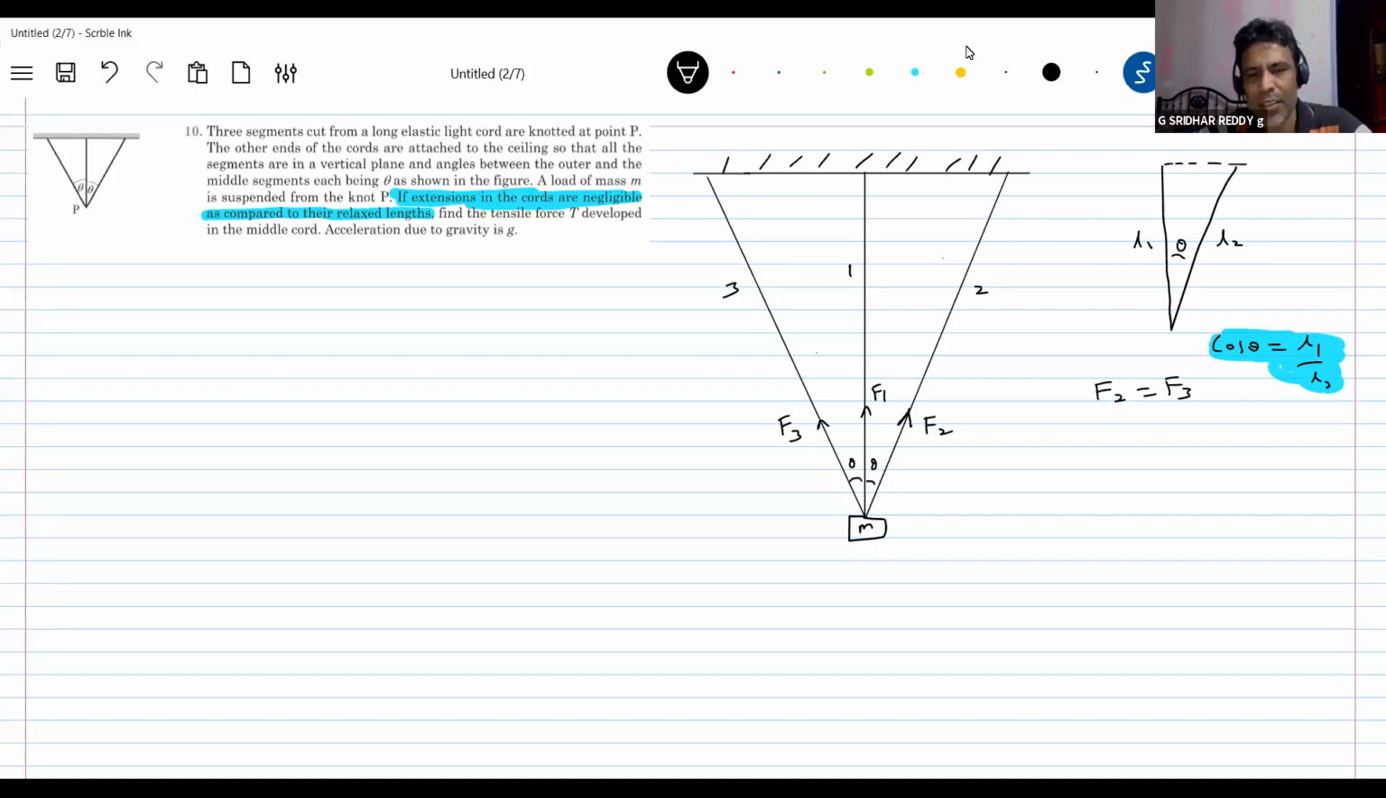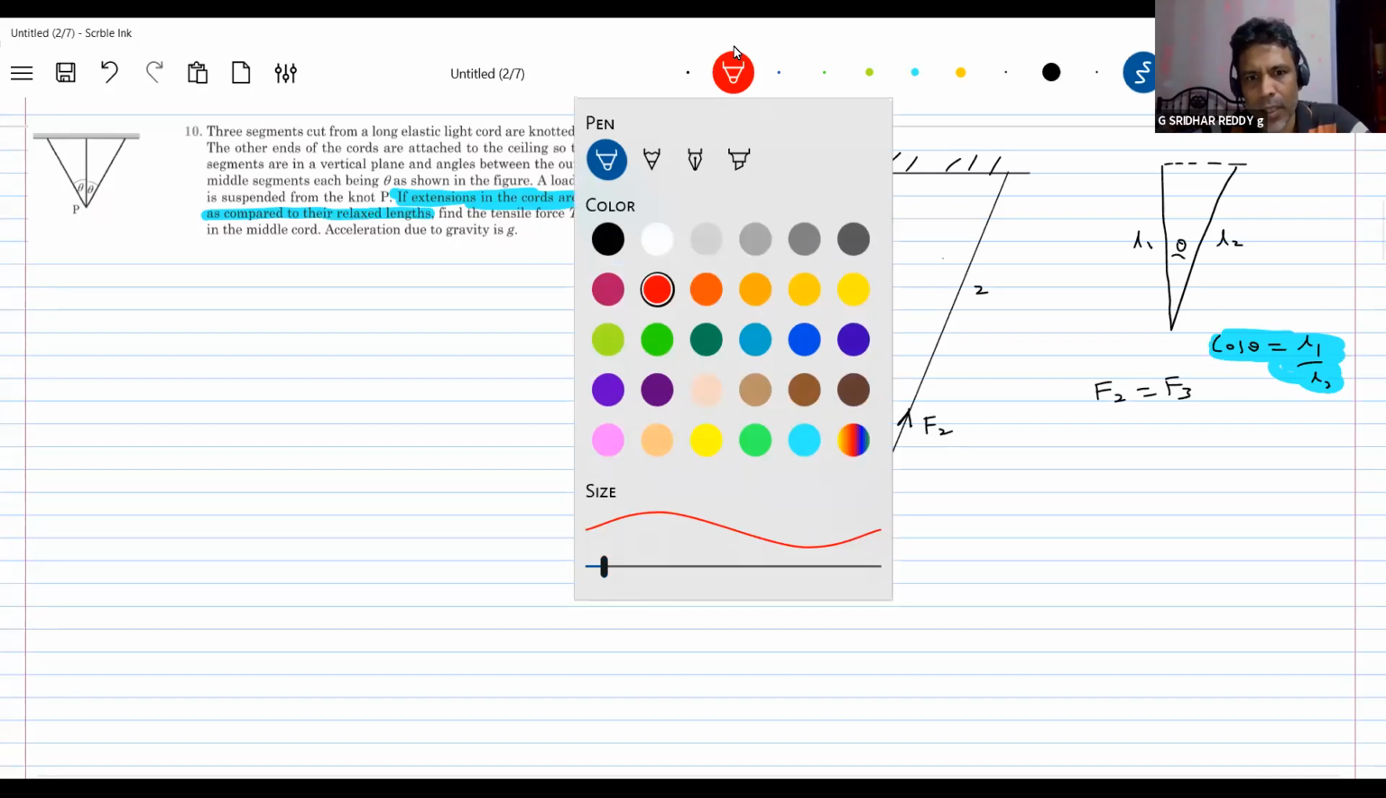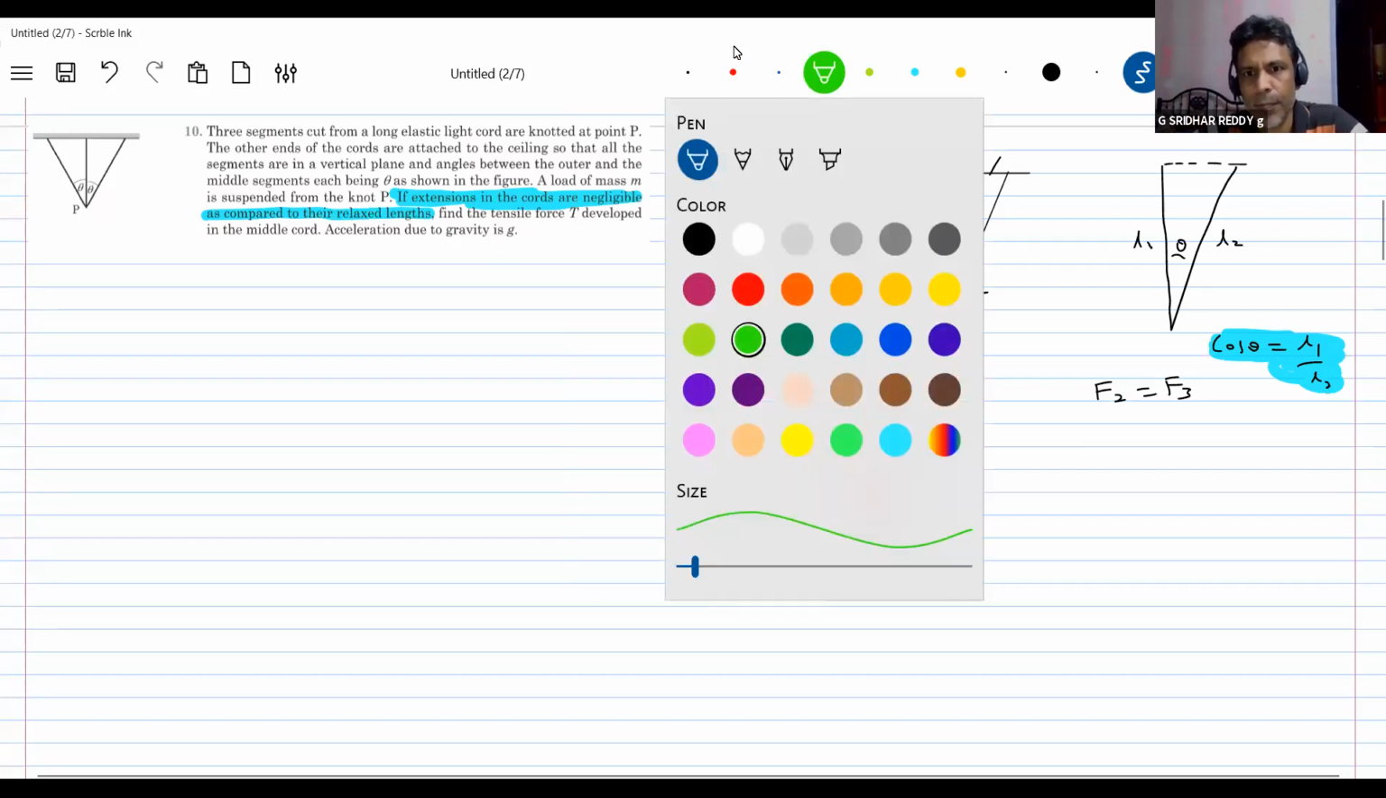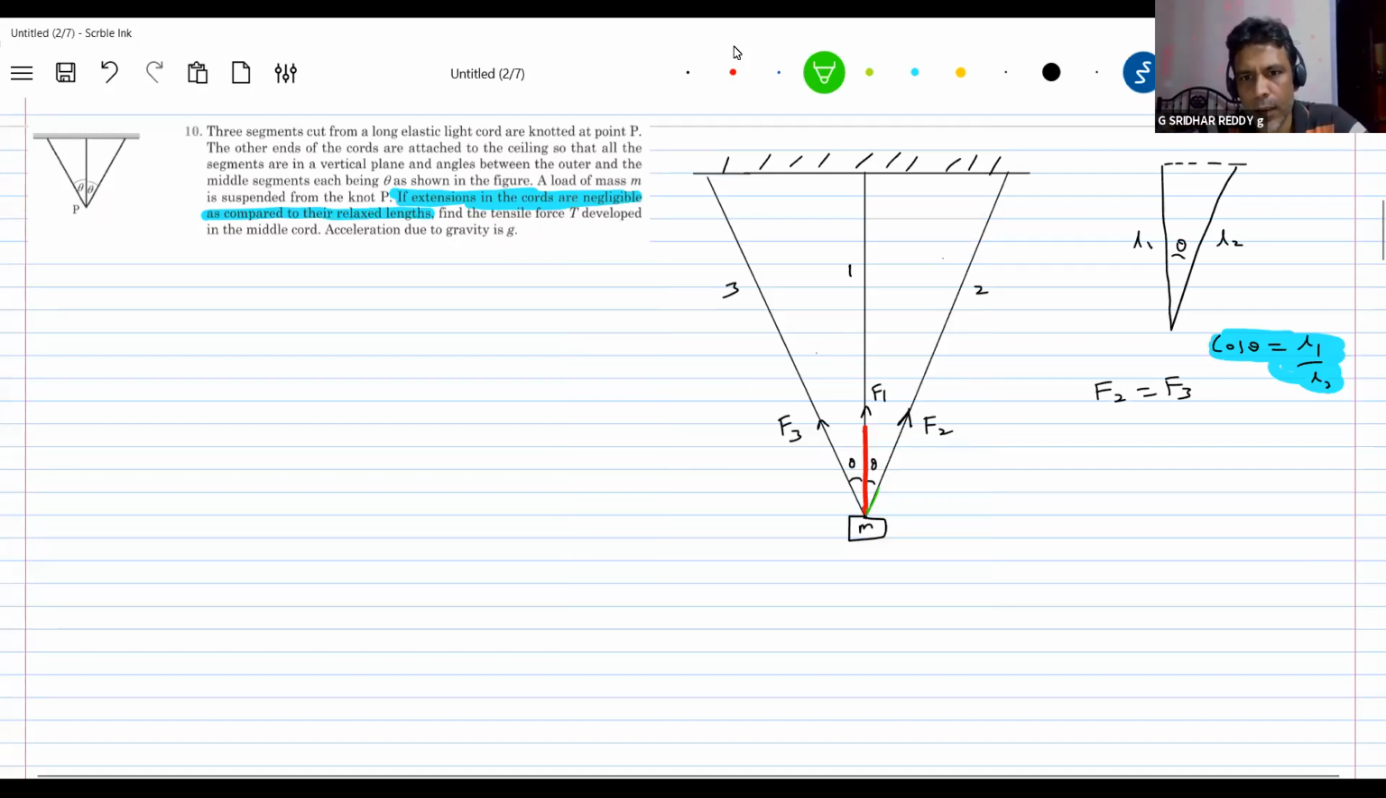What about the elongation? Can you say anything about the elongation? Will all three have the same elongation? No, it need not be. I'll show the elongation of the strings by a red color strip. So compare the elongation. This will have an elongation this much, and the elongation here will be this. That is the elongation, and that elongation is small compared to their length.